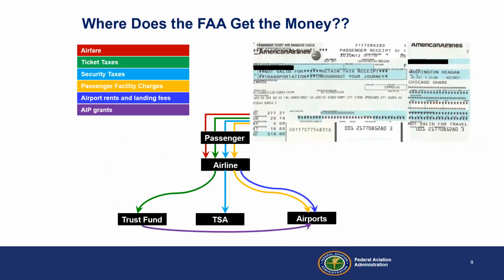So where does all this money come from in normal land when we're all flying around and doing the things that we need to do? As you can see on the graphic, most of the money that you pay when you fly is your airfare. There are other things that pay for the services that go to pay for AIP grants and the services that the TSA provides. All of those things are what builds up the trust fund. And then in turn, we can turn around and give money to airports through our AIP grant program.